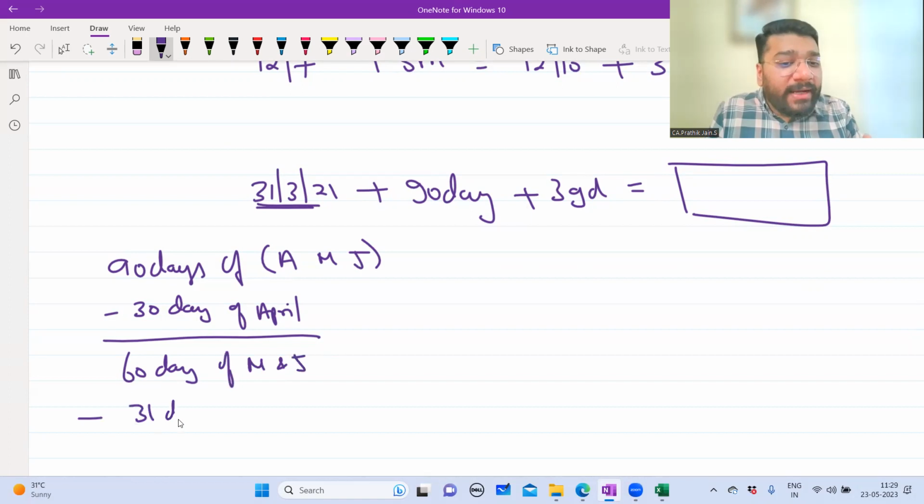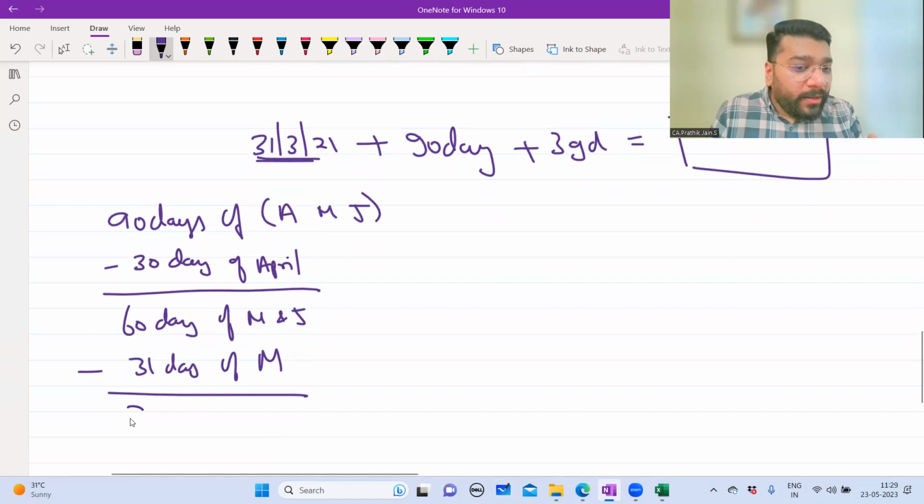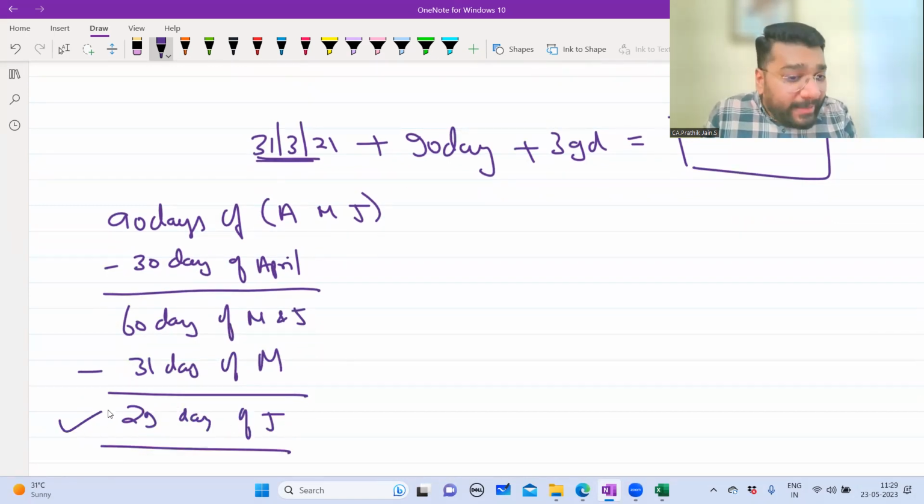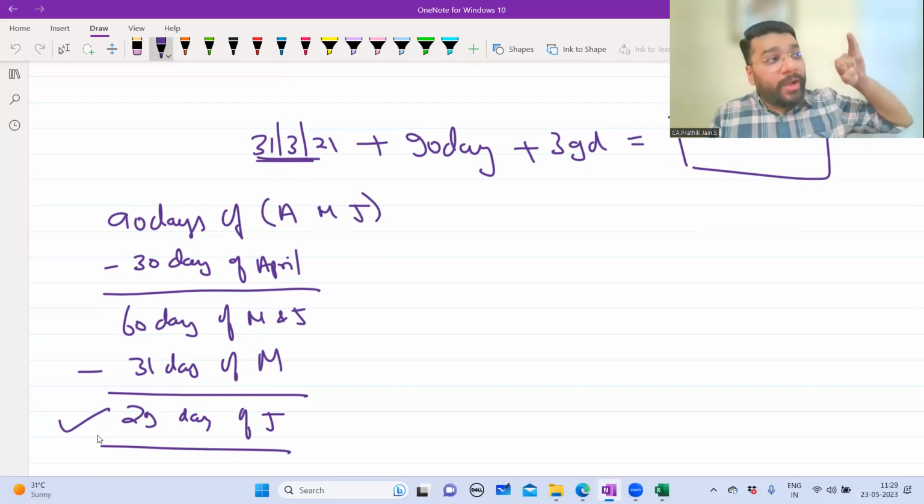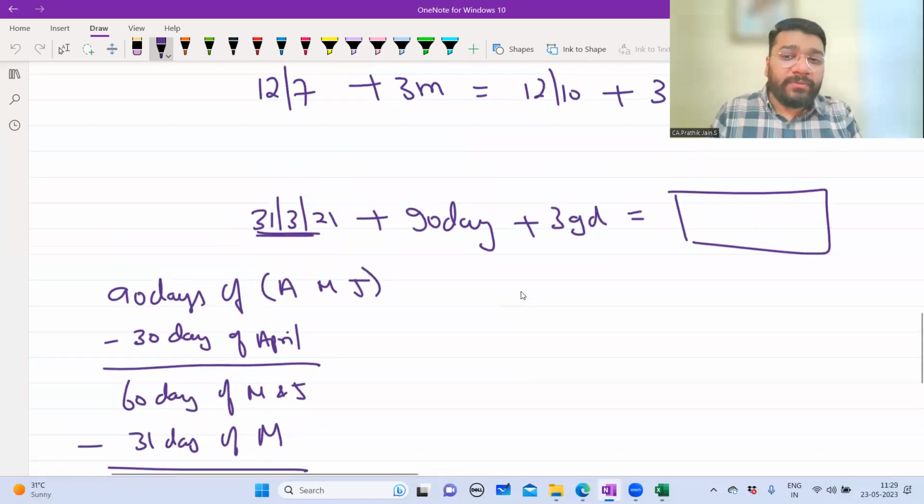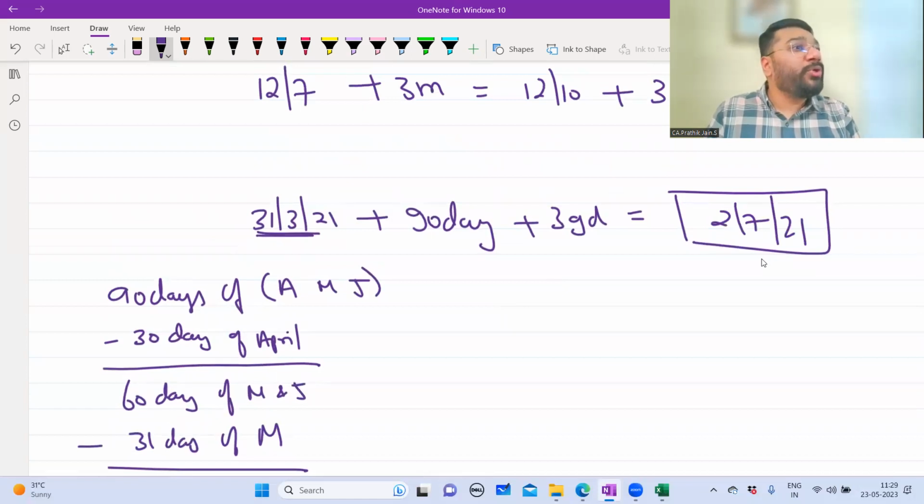If I minus 31 days of May, I'll be left with 29 days of June, which means I will land on the 29th day of June. So 29th day of June plus 3 grace days. June has got 30 days. So 29th, leave it. 31, 2. So 2nd of July 2021 is your due date. Which means from 31/3/21, if I add 90 plus 3, 93 days, you will land up to the 2nd of July. So listen to me very carefully.